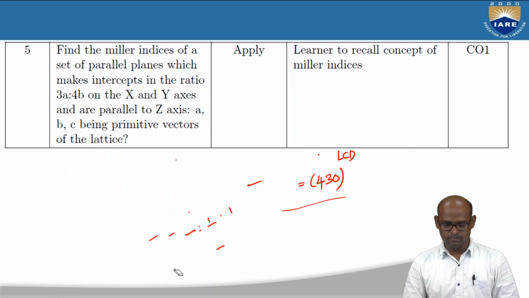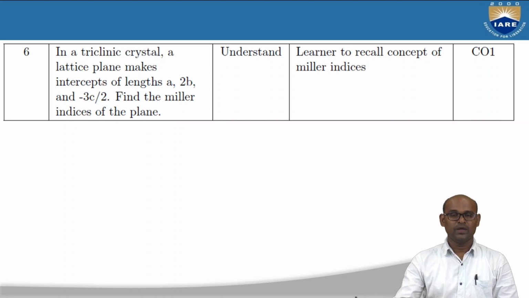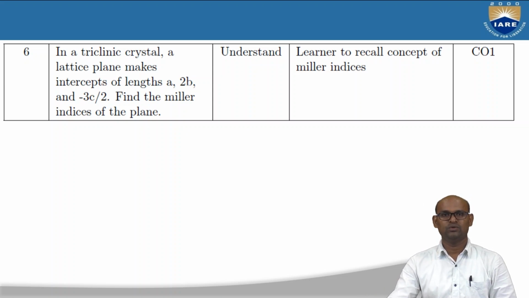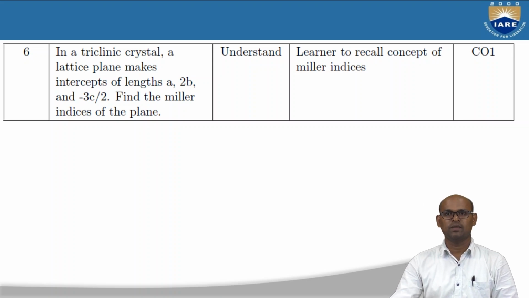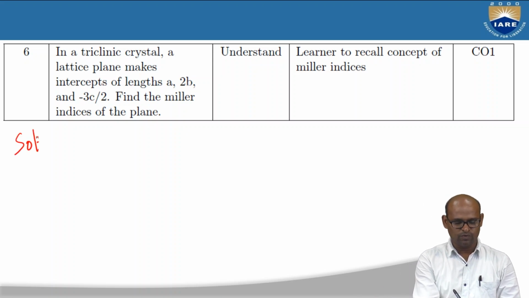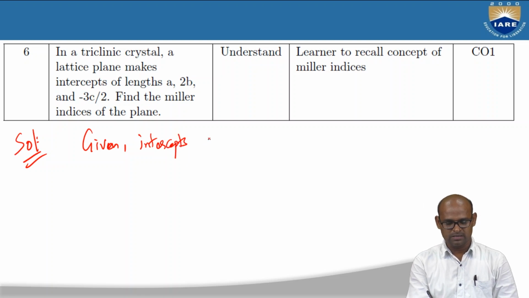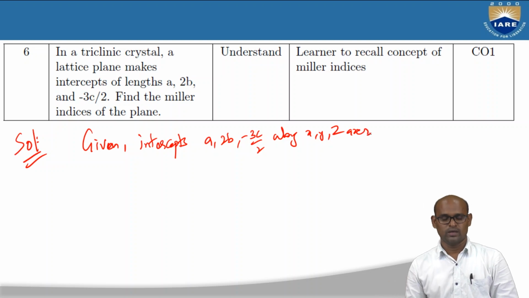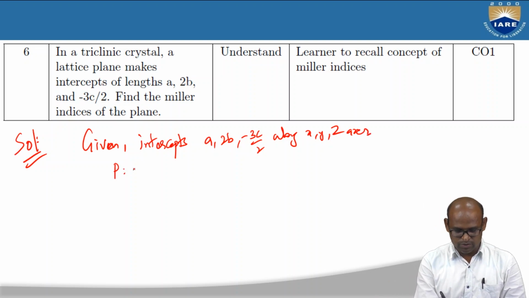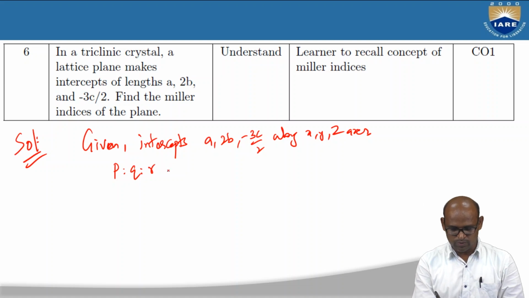The next problem: in a triclinic crystal, a lattice plane makes intercepts of lengths a, 2b and minus 3c by 2. Find the Miller indices of the plane. Again, they have asked us to find the Miller indices, and the intercepts are given as a, 2b and minus 3c by 2 along the x, y, z axes. First we write the intercepts as p, q, r: a, 2b, minus 3c by 2.